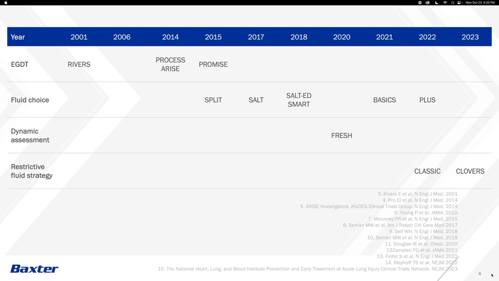All right, so let's move on to fluid choice. So we've got the SPLIT, SALT-ED, SMART, BaSICS, and PLUS trials. And the summary, if you just read the abstract, what they'll say is that there was a failure to demonstrate a benefit of using balanced solutions compared to normal saline. So let's walk through a few of these studies so that we can better understand. Because I think if you just look at the broad overview and conclude that fluid choice doesn't matter, then we might actually miss some of the secondary endpoints that would demonstrate actual outcome differences.